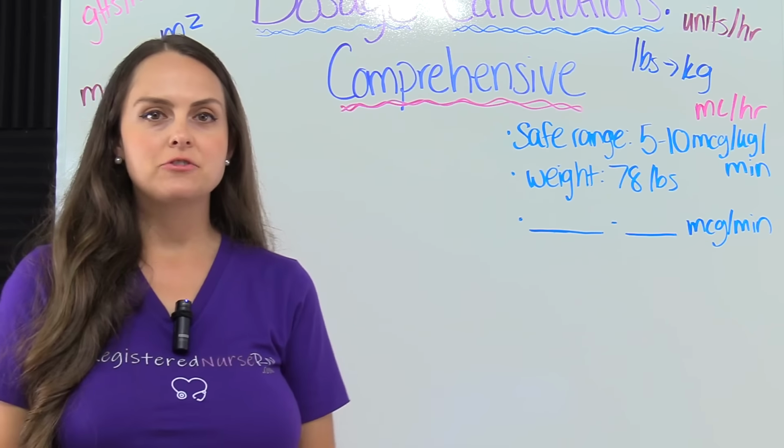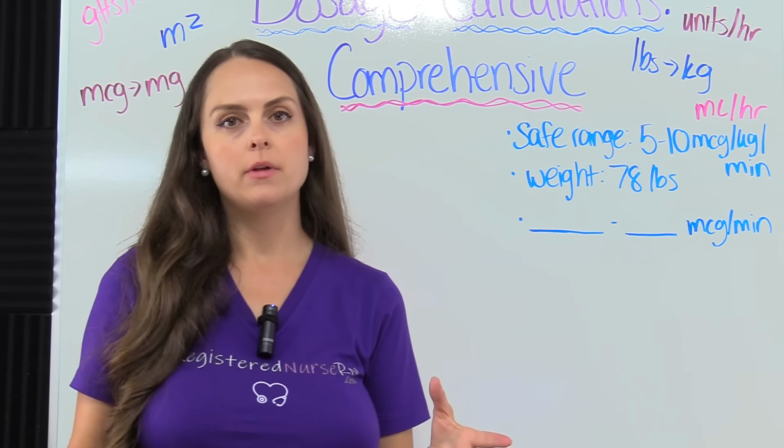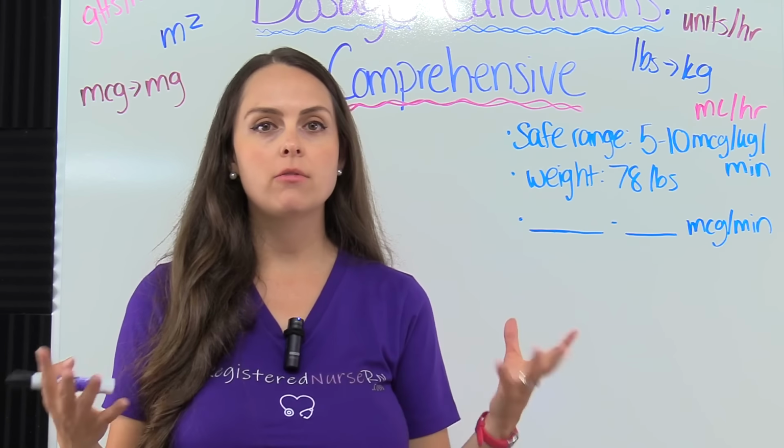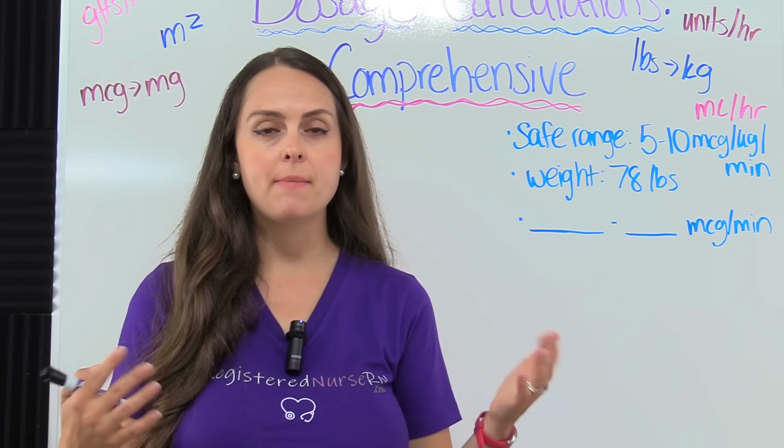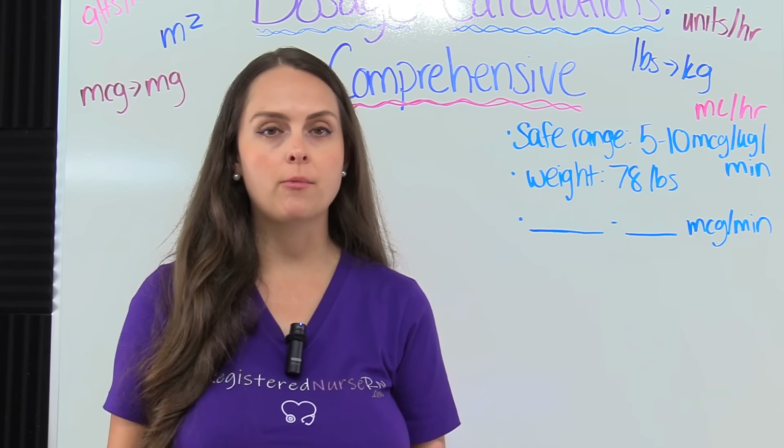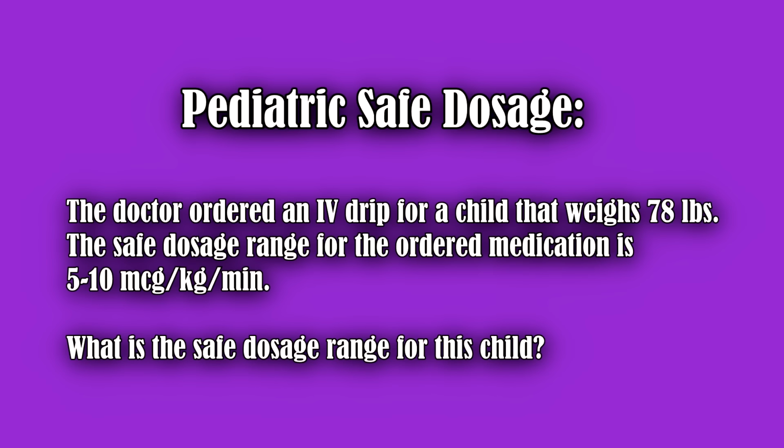Now let's solve a pediatric safe dosage problem where we're going to figure out the safe range for this pediatric patient based on the recommendation and their weight. So the problem says the doctor orders an IV drip for a child that weighs 78 pounds. The safe dosage range for the ordered medication is 5 to 10 micrograms per kilogram per minute. What is the safe dose range for this child?